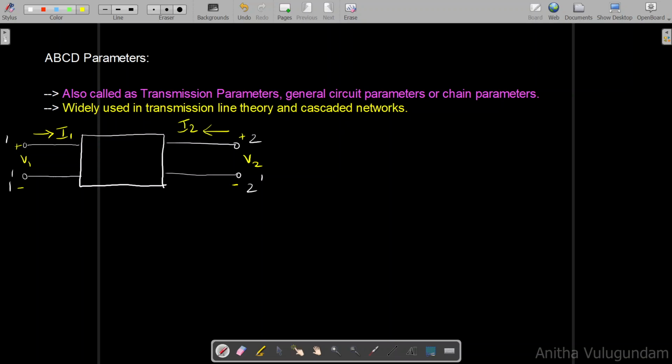ABCD parameter equations can be written as V1 equal to AV2 minus BI2, I1 equal to CV2 minus DI2. Here the negative sign is used with I2 and it is not for the parameters B and D.